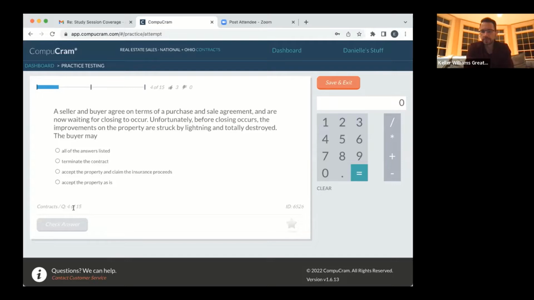Moving on. A seller and buyer agree on terms of a purchase and sale agreement and are now waiting for the closing to occur. Unfortunately, before closing occurs, the improvements on the property are struck by lightning and totally destroyed. The buyer may: A, all of the answers listed. B, terminate the contract. C, accept the property and claim the insurance proceeds. Or D, accept the property as is.